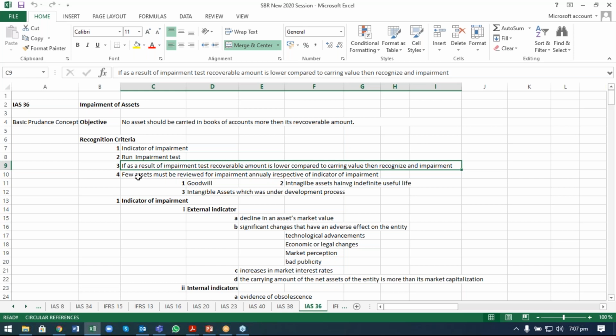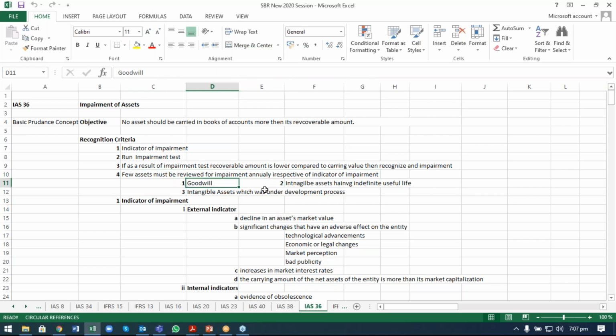Next, IAS 36 specifically requires that a few assets, irrespective of an indicator of impairment, must be reviewed for impairment on an annual basis. That includes, first, goodwill; second, intangible assets having an indefinite useful life; and third, intangible assets still under development, not yet completed. For these three assets, irrespective of an indicator of impairment, you have to run an impairment test on an annual basis. So what are the indicators of impairment?